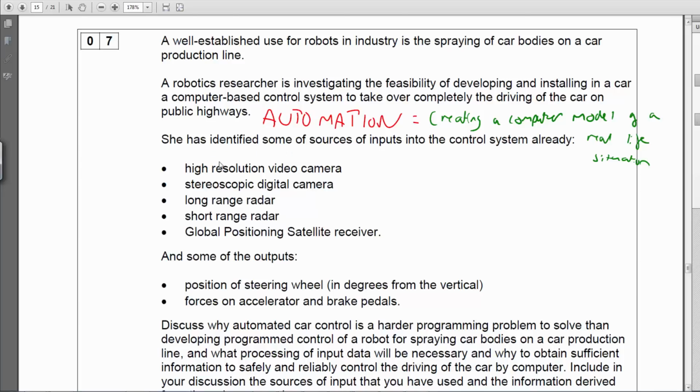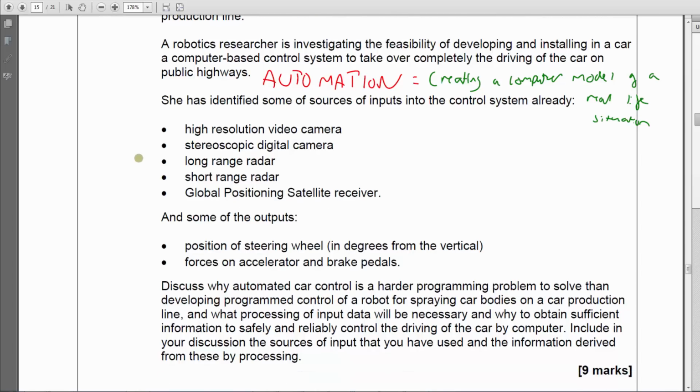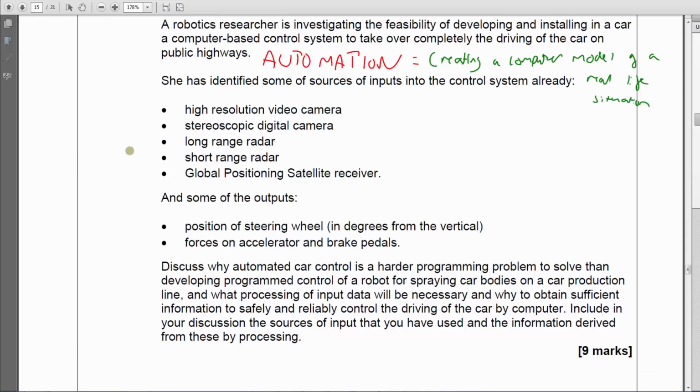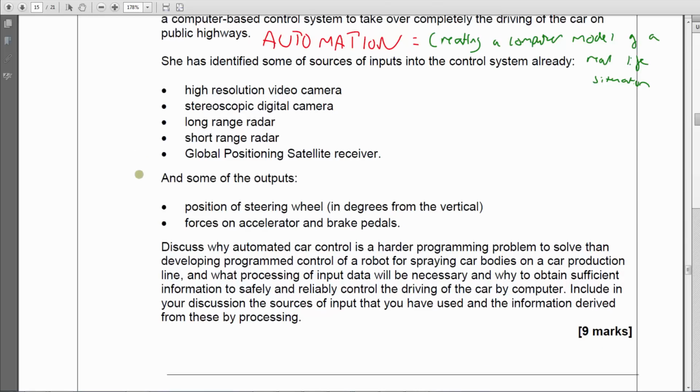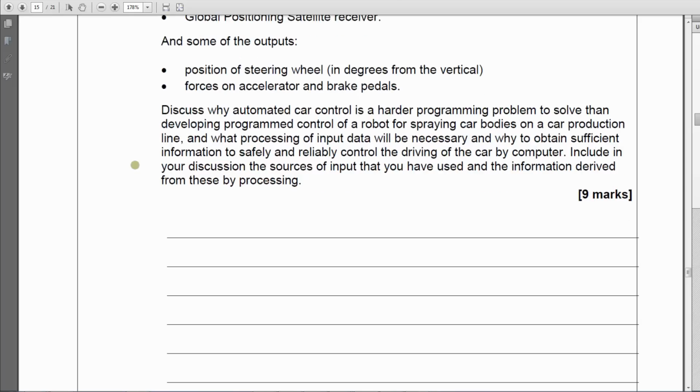Okay, so she has identified some sources of input into the control system already. So listed are high resolution video camera, stereoscopic digital camera, not totally sure what that is if I'm honest, a long range radar, short range radar, GPS receiver, and outputs, position of steering wheel, and forces on the pedals. And so the question is, a very long question, discuss why automated car control is a harder programming problem to solve than developing programmed control of a robot for spraying car bodies on a car production line.